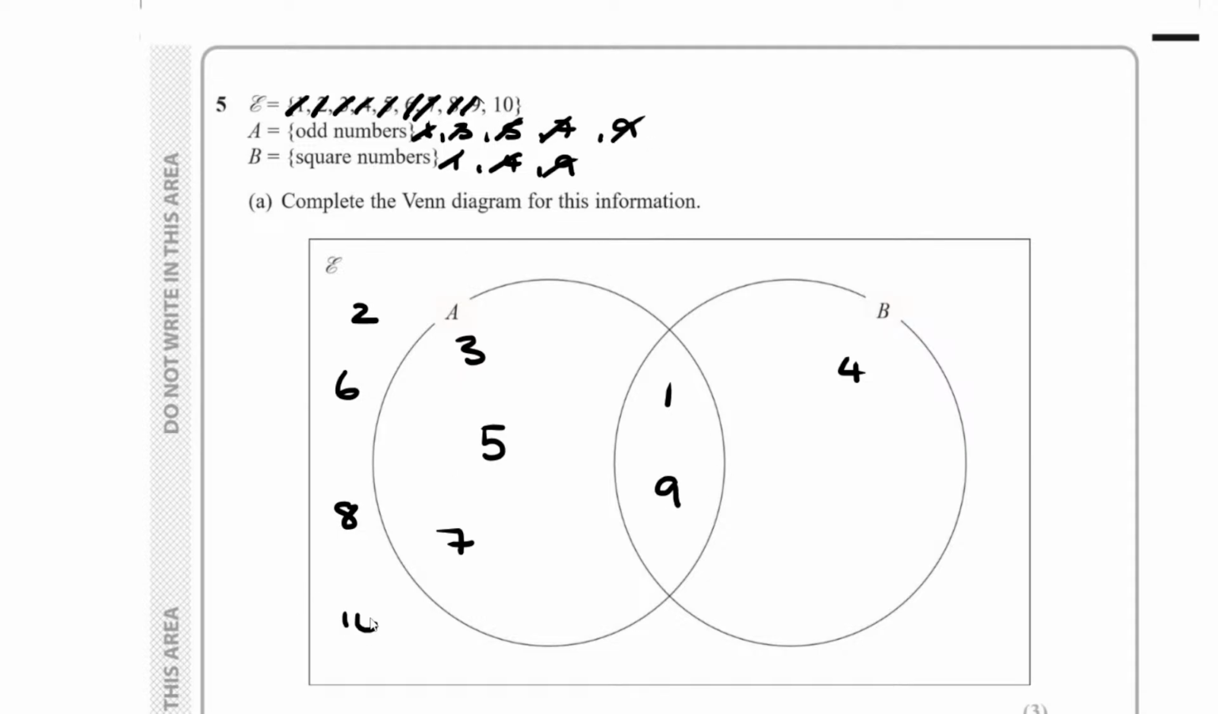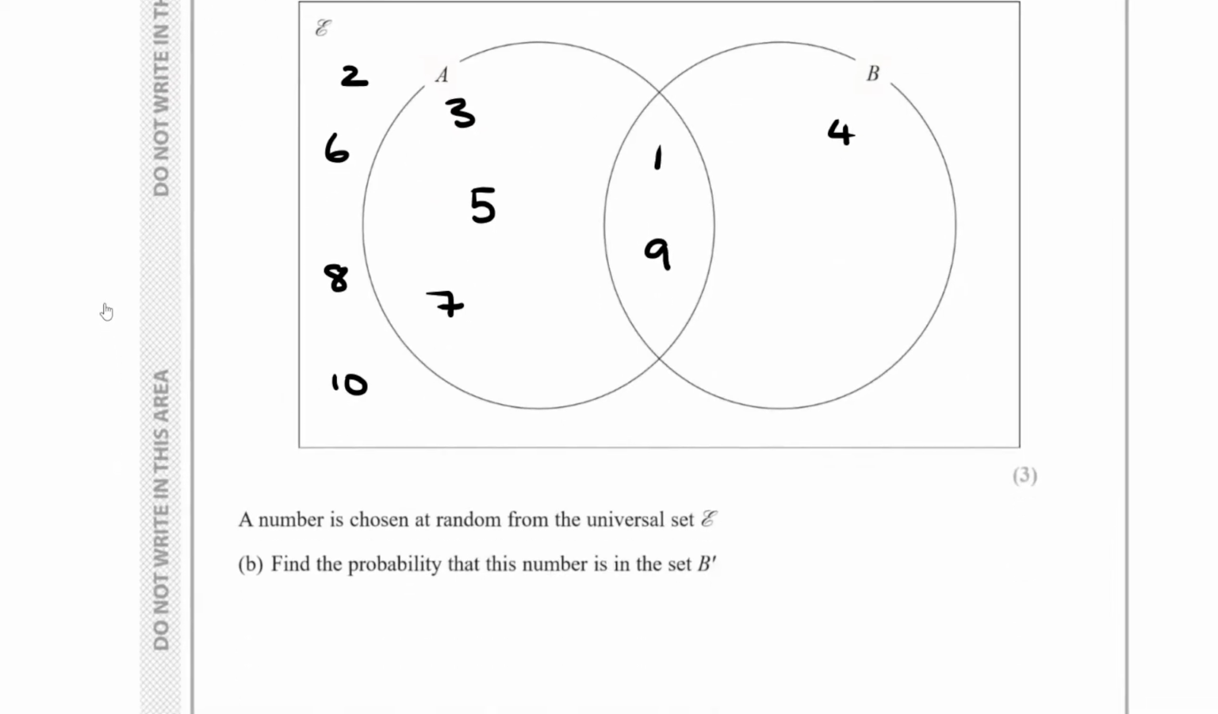So the reason why I checked them off is just to make sure that I haven't missed any. The ones in A and B are kind of fine, but it's just making sure I haven't missed any that should be on the outside. So that's our Venn diagram completed for 3 marks. Now if we scroll down, I think we have a part B.